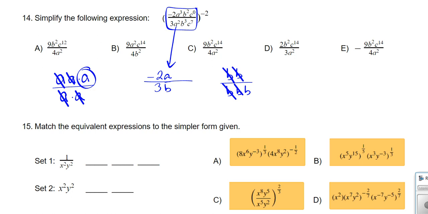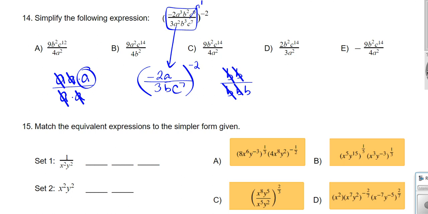And then we can do the same thing with the 7 and the 0. 7 minus 0 is 7, and that's because anything to the 0th power is just 1. So we really only have a c to the 7th in the bottom. Okay. So everything in the parentheses simplifies to just this, and it's raised to the -2.